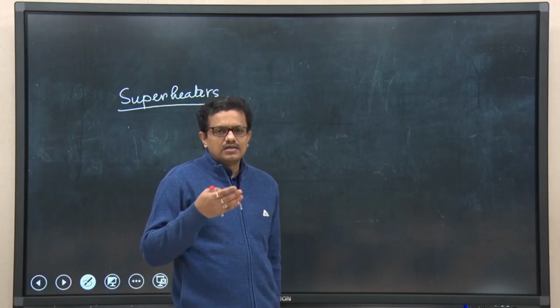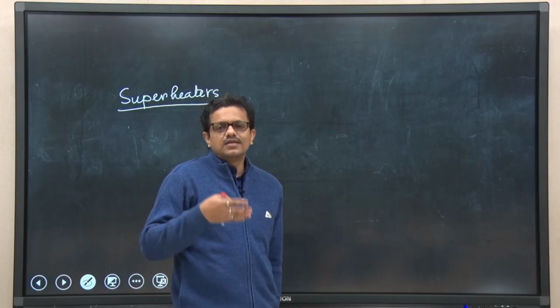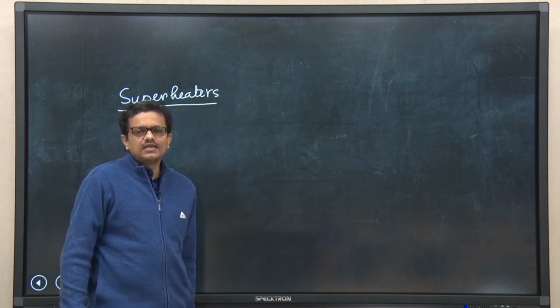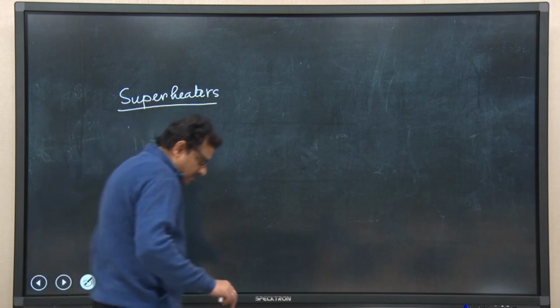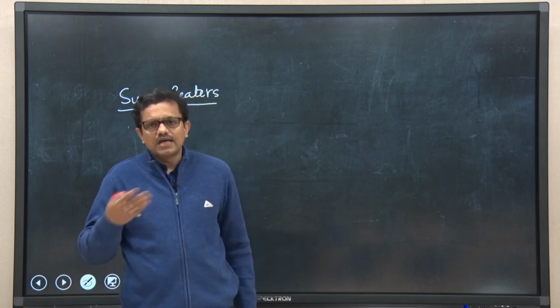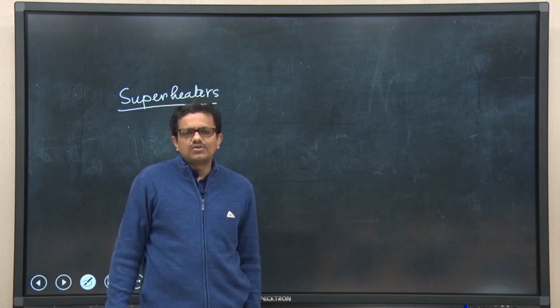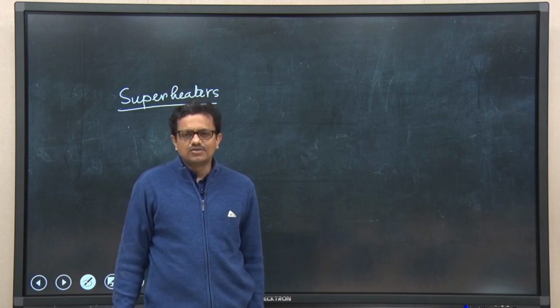So, superheaters take dry saturated steam as the input and provide superheated steam at the outlet. Two types of superheaters are used in the boiler, and those are convective superheater and radiant superheater.